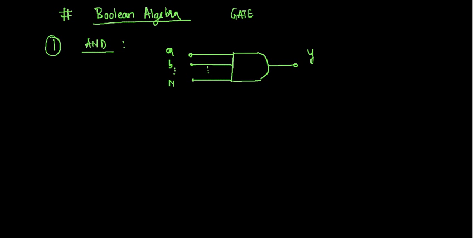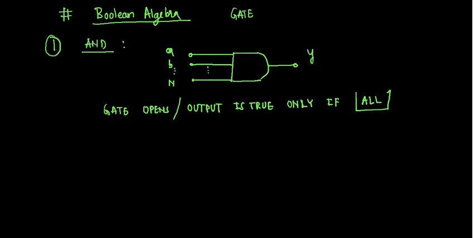It's called a gate just because a gate would open. The gate will be open for yes only if all the inputs are present. So let me write that. The gate opens, that means output is true, only if all inputs are true.